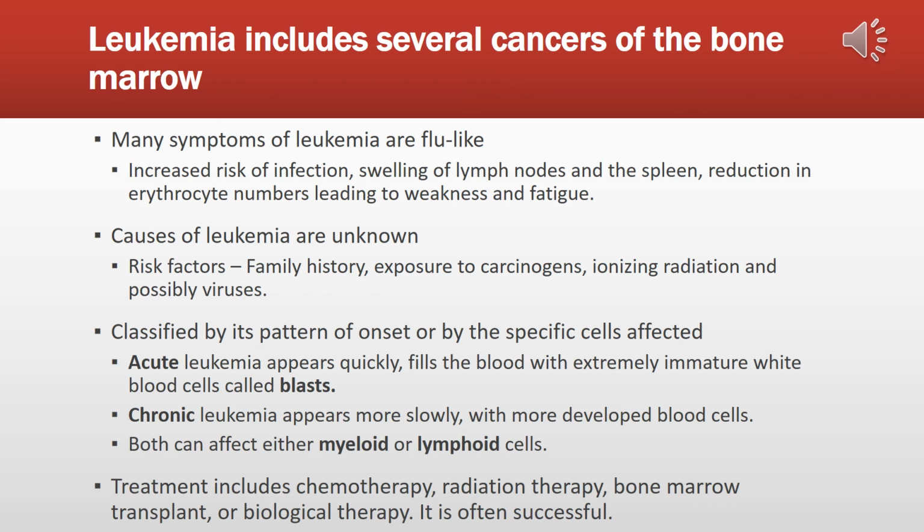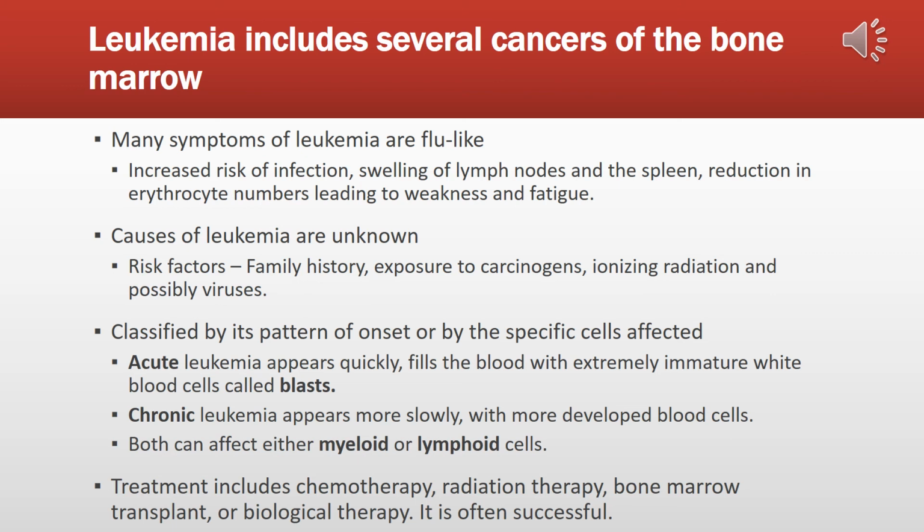The actual causes of leukemia are unknown. There are some risk factors like family history, though a lot of times this disease isn't actually genetic. Exposure to certain carcinogens, we're not sure which ones, and also ionizing radiation, and likely viruses also. And we'll talk way more about cancer when we get to that chapter.